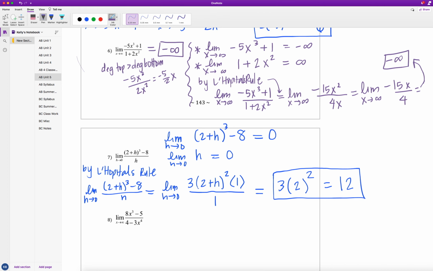And for our last example, we have the limit as x approaches 0 of 8x cubed minus 5 over 4 minus 3x to the 4th. Why don't you guys pause the video and do example 8 on your own first, and then we'll check it together.